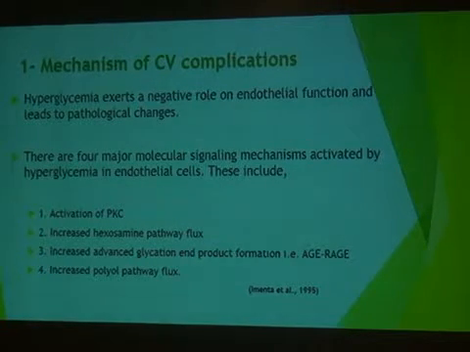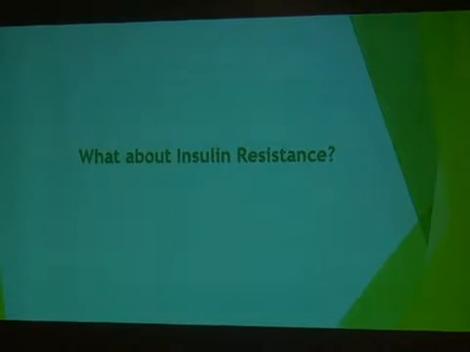So, how does this happen? How do we develop these endothelial problems? Just a couple of slides. The hyperglycemia exerts a negative role on endothelial function and leads to pathological changes. The four major molecular signaling mechanisms are the activation of PKC, increased hexosamine pathway flux, increased advanced glycated end product (AGE) formation, and increased polyol pathway flux. Because this is not really the scope of our talk, I will just go over it very quickly.